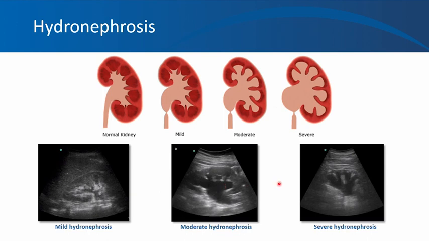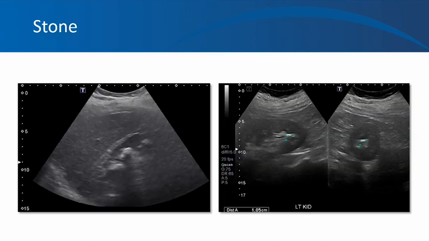And as it gets more severe, there will be gross dilatation of renal pelvis and the calyces. And essentially kidney becomes like a ball of water, and you lose all the corticomedullary differentiation and the cortex becomes very thin. This is the example of severe hydronephrosis where you're not able to see any pyramids and the cortex has thinned out. Stones appear as echogenic foci that are accompanied by acoustic shadowing.